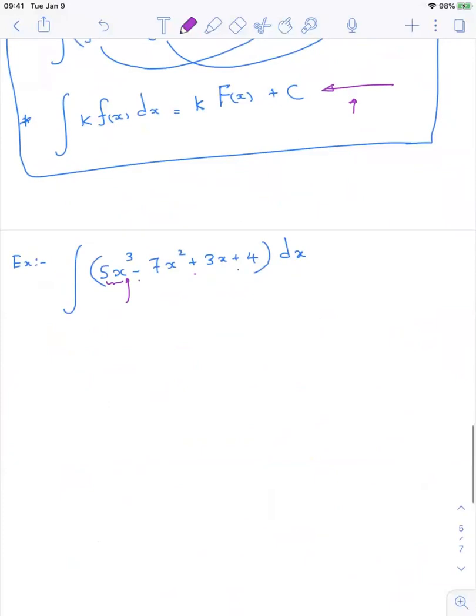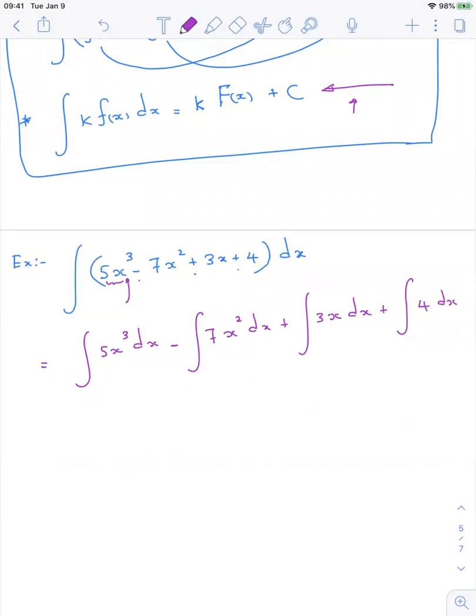Now as the first step, what you can do is divide each term and you can integrate separately. So let me do that. I can separately write 5x to the power 3 times dx, and then minus the next function integrated separately, 7 times x squared dx, and plus 3 times x dx plus, and the last function is just a constant, 4 times dx, right? So there are 4 functions separately.